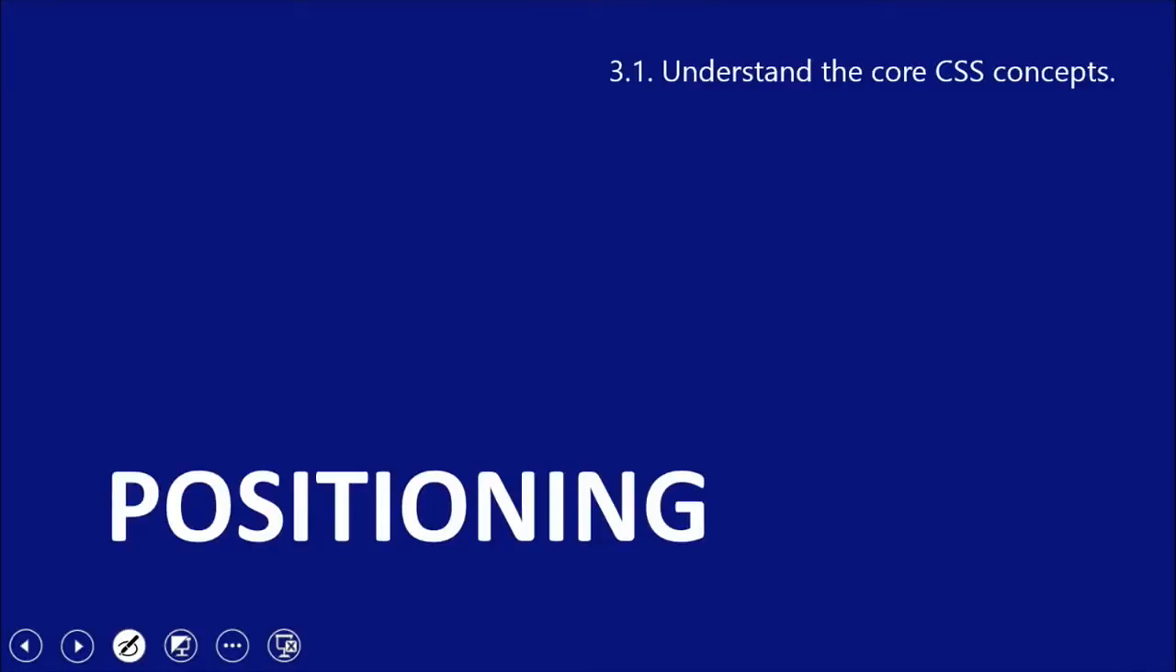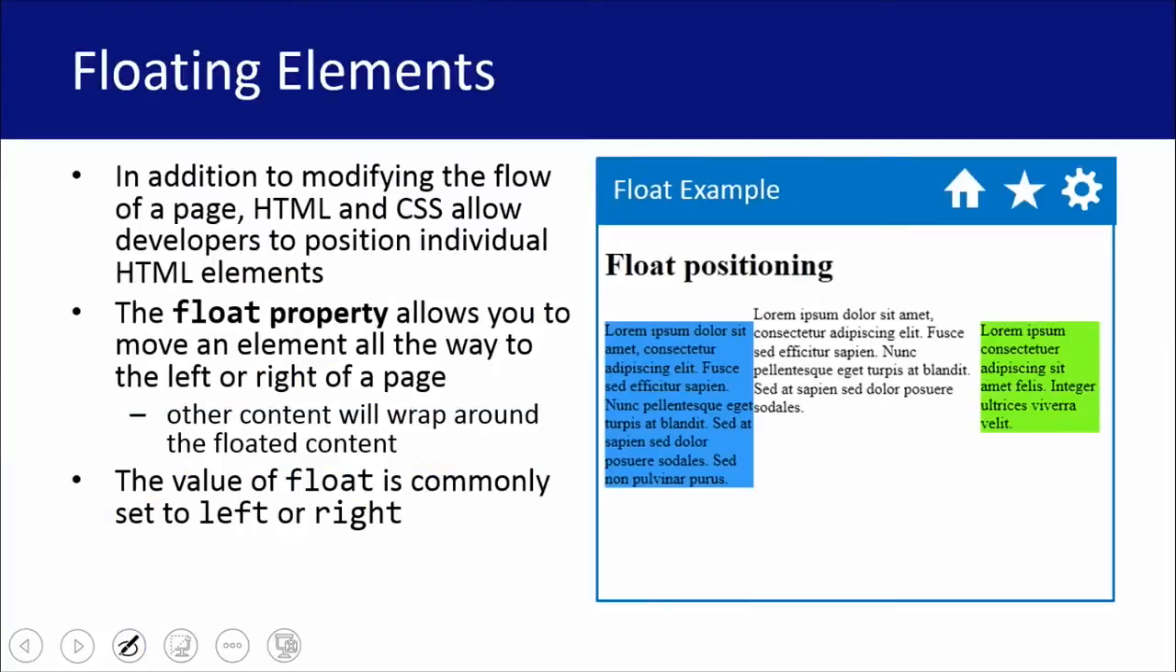All right, so let's talk about positioning and how we can change the positioning on a page. Floating elements is the first thing on the list. In addition to modifying the flow of a page, HTML and CSS allow developers to position individual elements where they want them on a page, okay? The float property is going to allow you to move an element all the way to the left or to the right of a page here, just like our blue element, okay? The value of float is commonly going to be set to left or right.